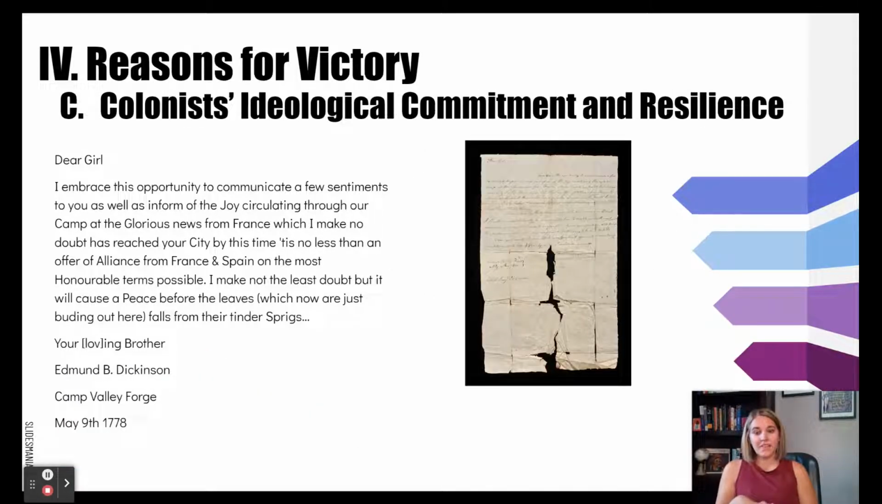So next, we want to look at the colonists' ideological commitment and resilience. And to look at this, I'm actually going to have you just look at a brief excerpt from two letters. So this first one is from Edmund Dickinson, and he's writing a letter to his sister.